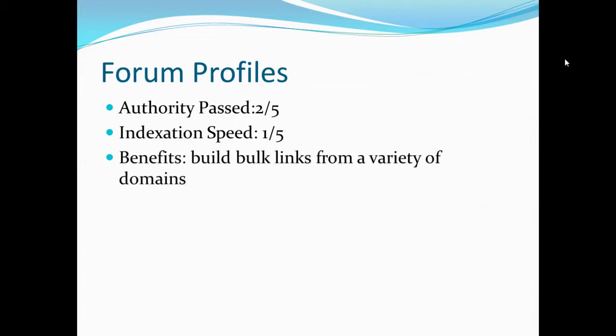So if the authority is so low and the indexation speed is fairly slow as well, what's the benefit? Well, the benefit is you can build these links in bulk. They're very, very cheap, and you can get them from a large variety of domains. And so even though each individual link may not have much impact, when you're building hundreds of them, you can see the impact very quickly and easily. And so forum profiles have been kind of a standard SEO favorite for many years now because they're so cheap to build, and you can build them in bulk very quickly and easily.